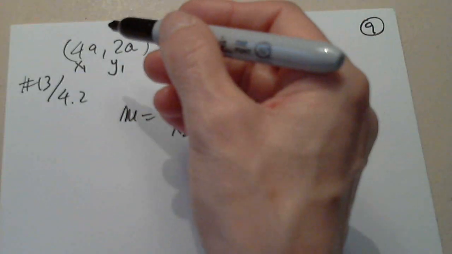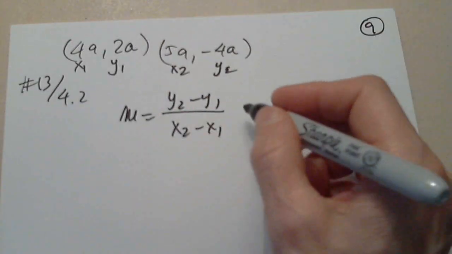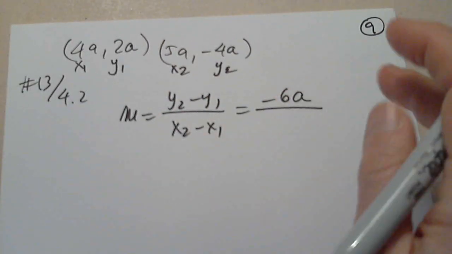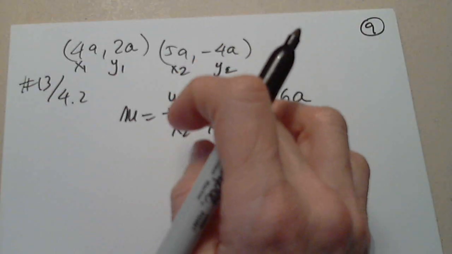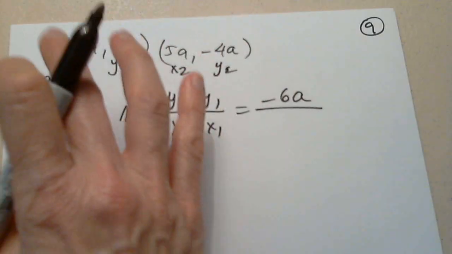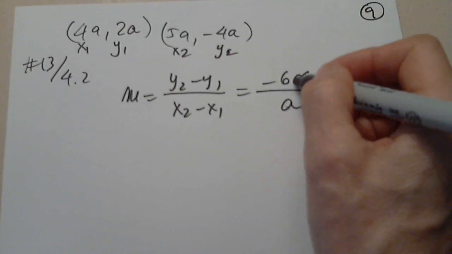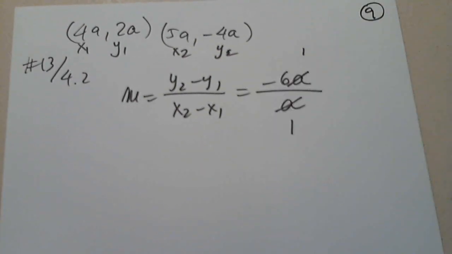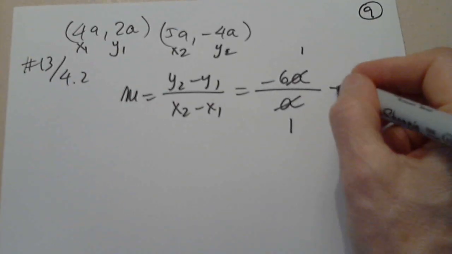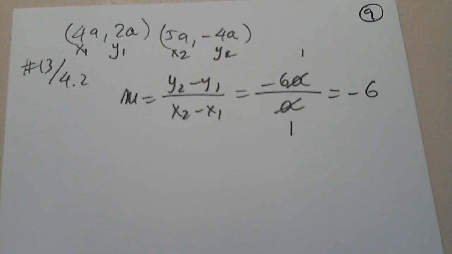Negative 4a minus 2a, negative 4 apples minus 2 apples is negative 6 apples. x2 minus x1. 5a minus 4a, 5 apples minus 4 apples is an apple. I am allowed to simplify only factors, and they are factors. So the simplified form of this slope is negative 6.